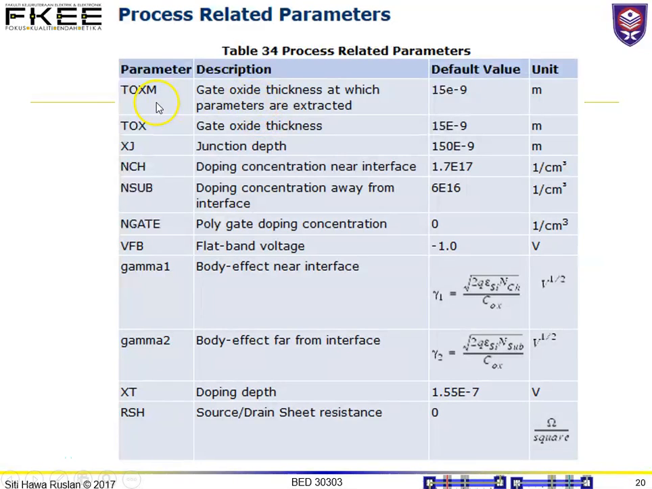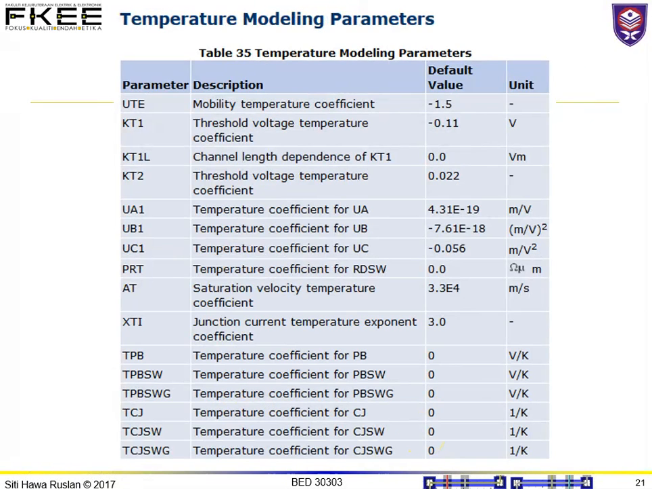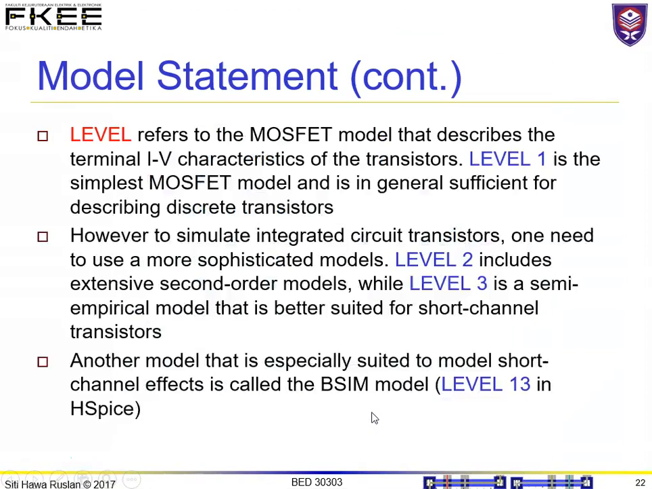This is for the process related parameters: the gate oxide thickness, what is the thickness of your gate oxide, gamma for the body effect, doping depth, and so on. Another is the temperature modeling parameters, meaning that you will describe the behavior of the transistor if you vary the temperature. XTI is the junction current temperature, TCJ is the temperature coefficient for CJ.